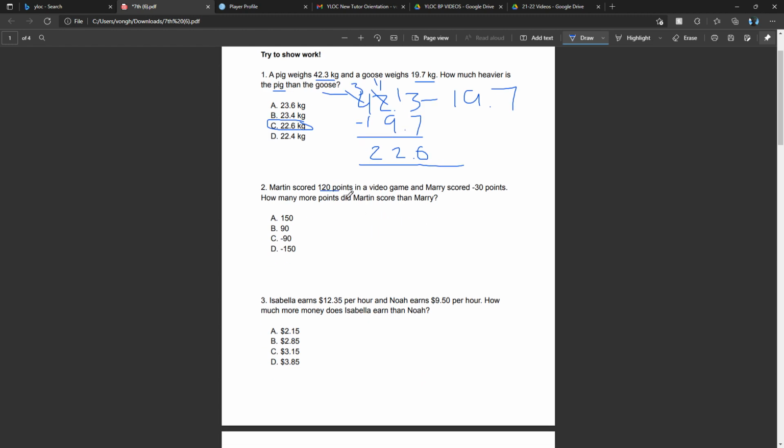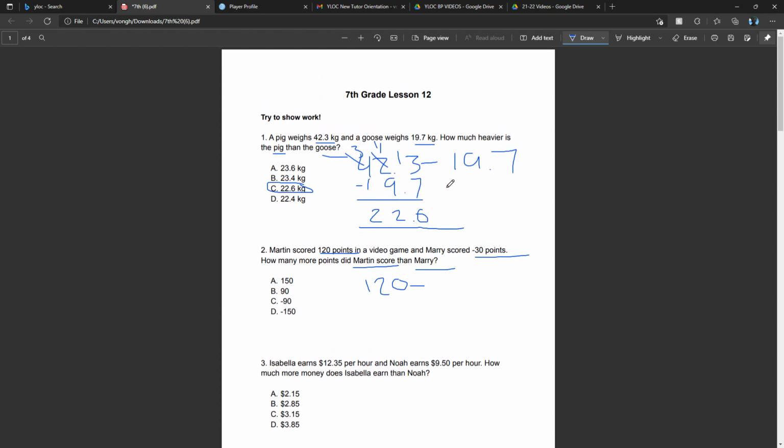Martin scored 120 points in a video game, and Mary scored negative 30 points. How many more points did Martin score than Mary? So it's asking how many more points Martin scored than Mary. So you would take 120 and then subtract Mary's points to see the difference, because it's the same problem. We're trying to find the difference in points.